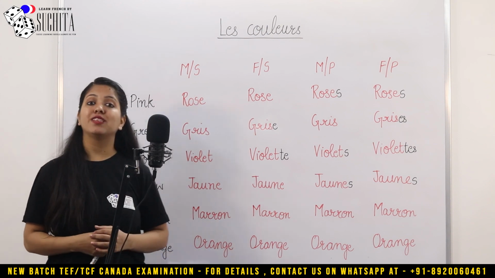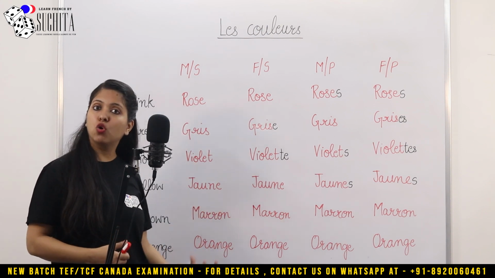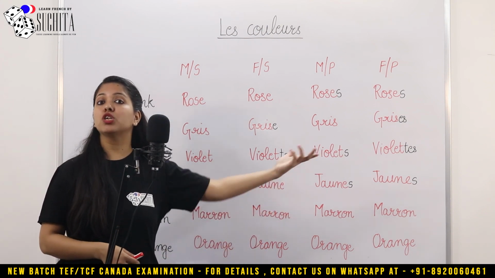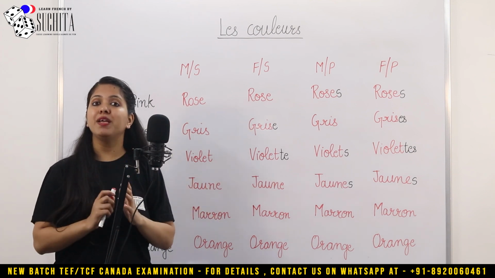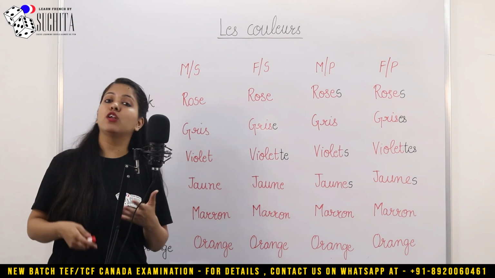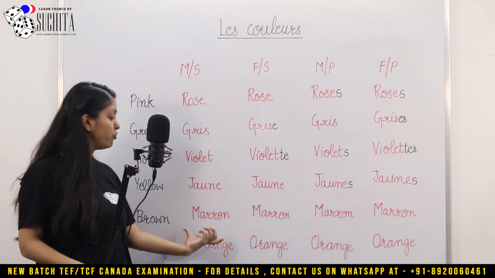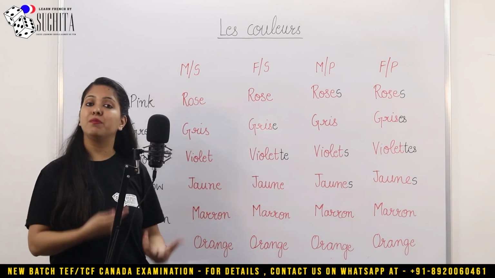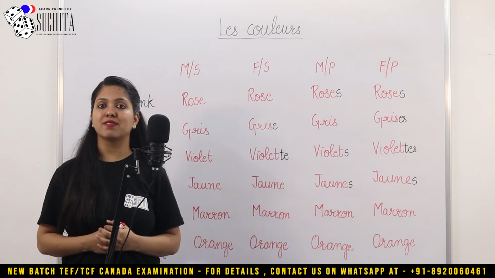Then you have orange. That's orange. Orange, orange, orange et orange. There will not be any change in the feminine and in the plural form. That means I can also say there are no feminine and no plurals of marron and orange. They remain static in all the four forms.